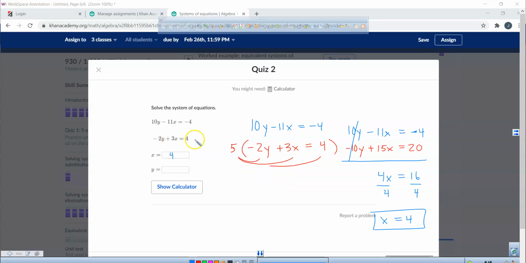So right now, does everybody see this bottom equation right here, this negative 2y plus 3x equals 4? I want you to take this 4 right here, and plug it right in there. Plug it in for x.